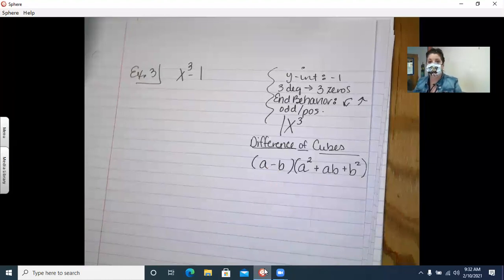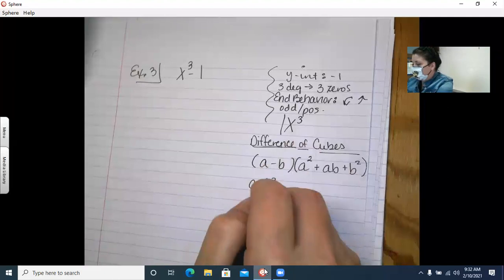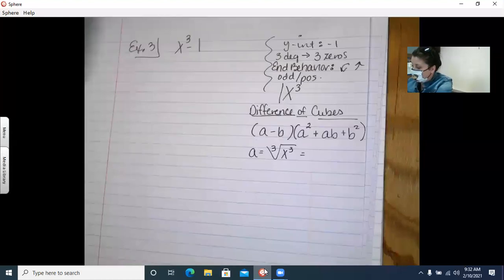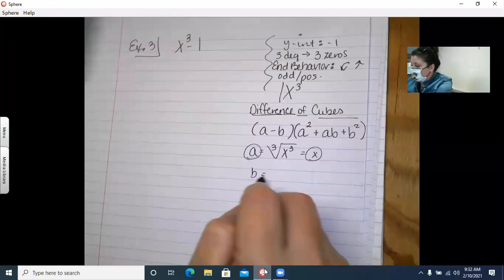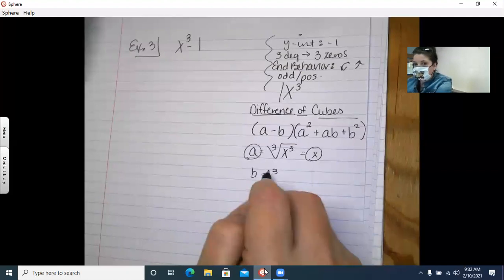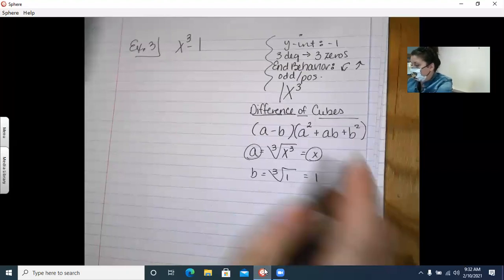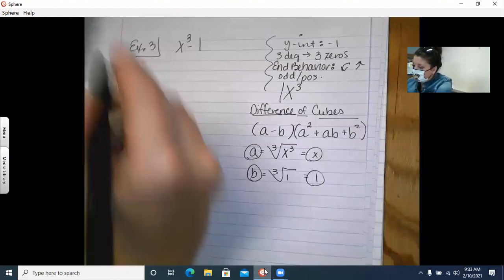Coolio? So now let's figure out what a and b are, and then we can factor it. To find a, you take the cube root of the first term. So what is the cube root of x cubed? X. B is the cube root of the absolute value of the second term, 1, because 1 times 1 times 1 is 1, right? So what are we going to write in our first set of parentheses? X minus 1, very good.